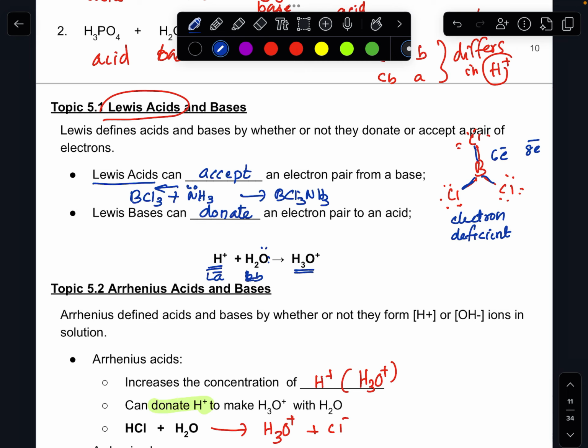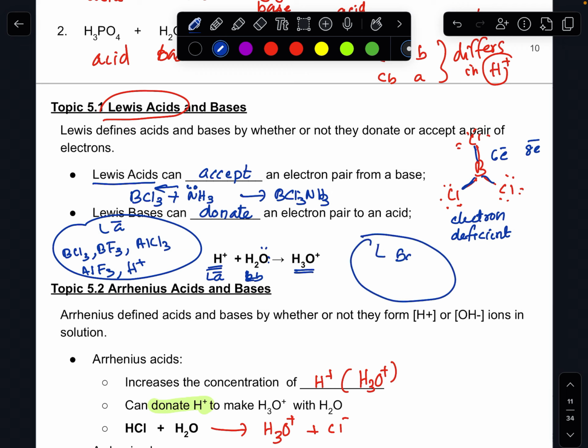Okay, that is that. So you can write acids, Lewis acids, like all group 3B covalent molecules, BCl3, BF3, AlCl3, all of those are electron deficient, and maybe hydrogen ion, any electron deficient ions also. And bases, Lewis bases, anything with a lone pair, ammonia, water, cyanide ion, OH minus, all of these are Lewis bases.